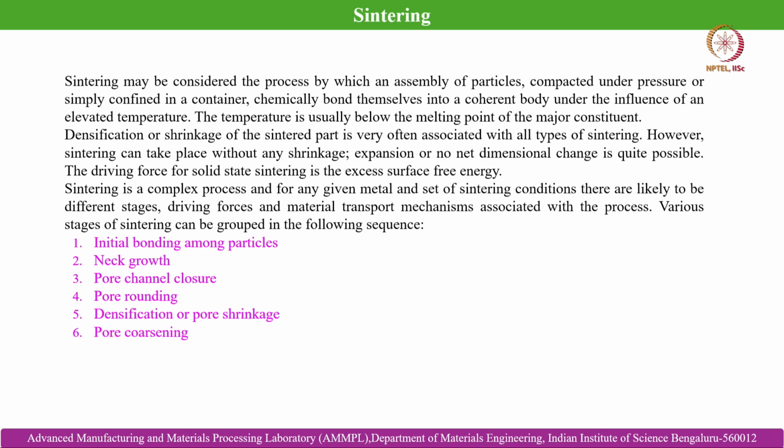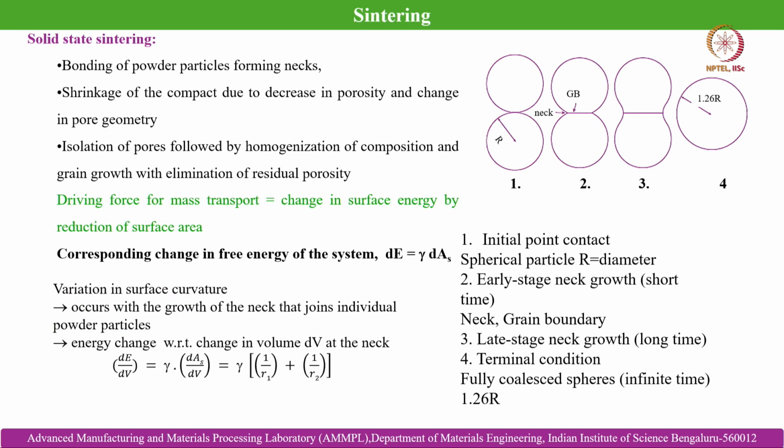So, what are the steps involved? It is a complex process. The steps are: number 1, initial bonding among powder particles; number 2, neck growth; number 3, pore channel closure; then pore rounding, then densification or pore shrinkage, and finally pore coarsening. These are the steps that we follow in sintering. Solid state sintering deals with the bonding of powder particles forming necks, and shrinkage of the compact due to decrease in porosity and change in pore geometry, and these are the stages marked over here.